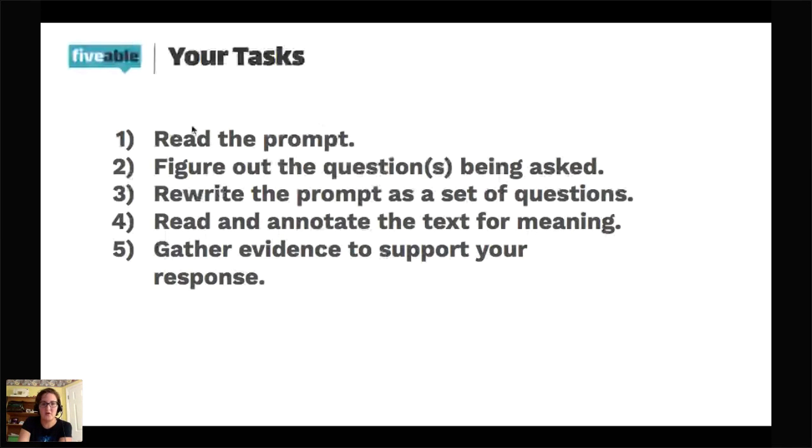And I also strongly suggest, I forgot to say this, read the prompt before you read the text. So you have a short amount of time. You want to give yourself time to be able to annotate. And you also want to know what they're looking for as you're reading.